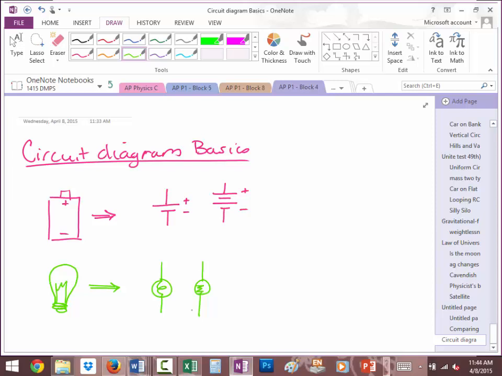Okay, so you've got the glass part of the bulb and then the filament hanging out in there. Okay? So either one is fine, they represent a light bulb. What else do you have?